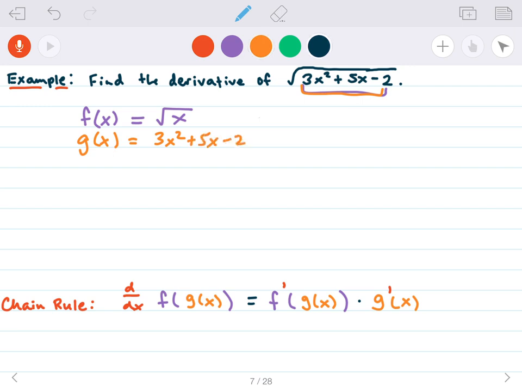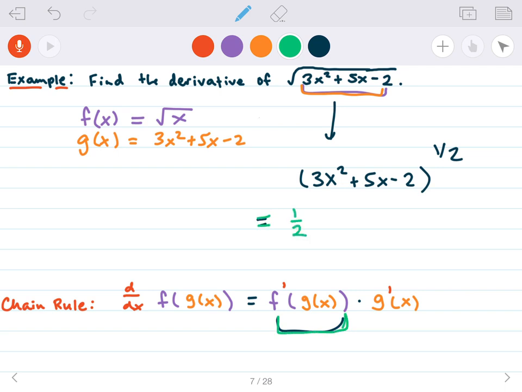So the chain rule says take the derivative of the outside while leaving what was originally in there alone. So the first thing I'm going to do is rewrite this as 3x squared plus 5x minus 2 to the 1/2. So I just rewrote it. I didn't take a derivative yet. But now I'm going to take the derivative of the outside by using the power rule and leaving what's on the inside alone. So that's this first part. Maybe I'll do it in green.